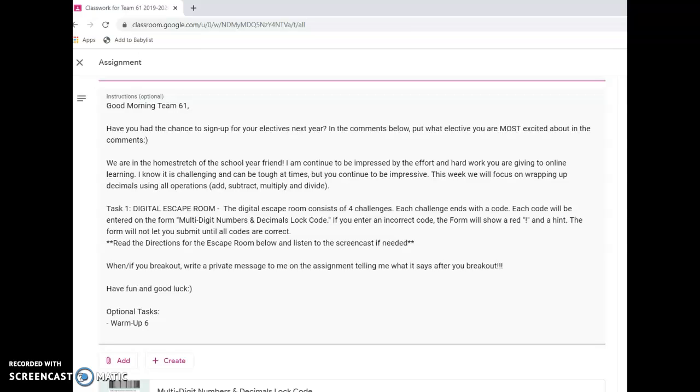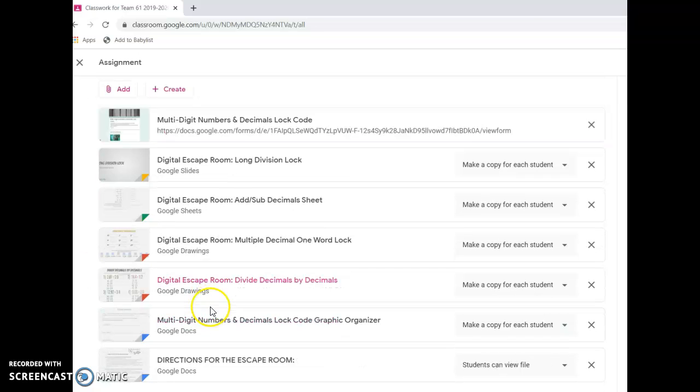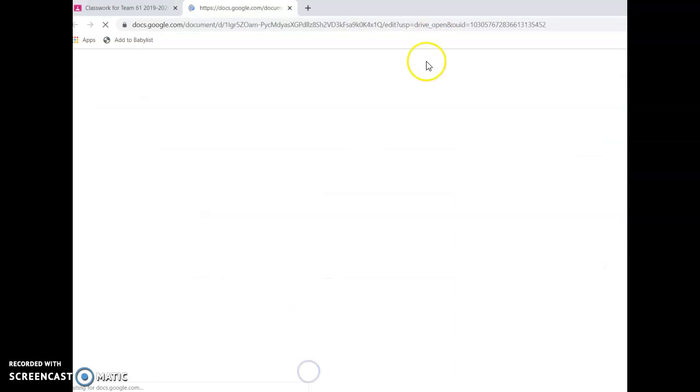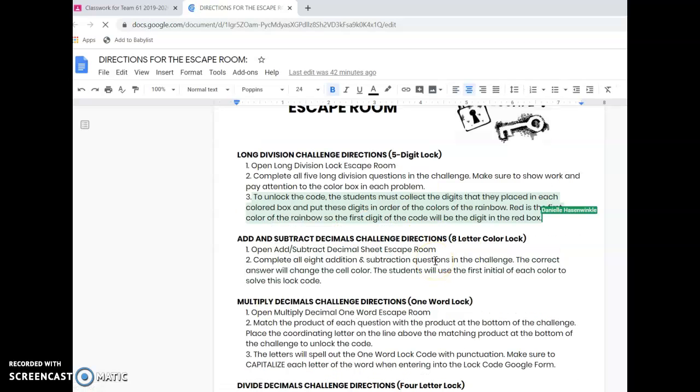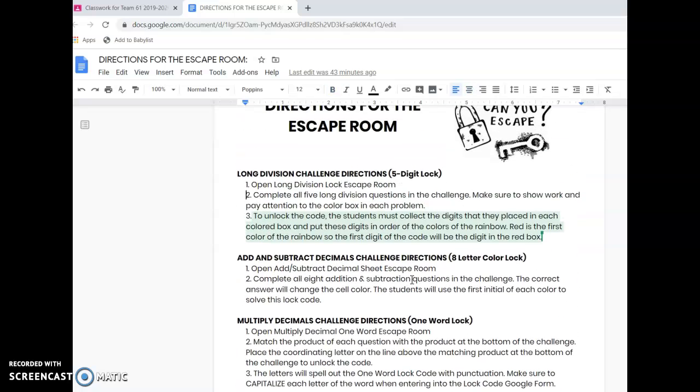For our digital escape room, there are a few attachments to this assignment that we will be using. The main one at the bottom here is our directions for the escape room. So let's click on that. It's going to take us to the directions. I'm not going to read through each of these for you, just show you and go through a little bit of it.